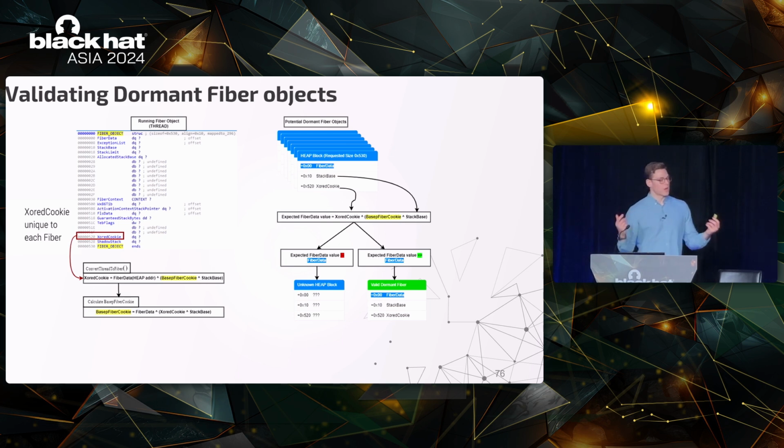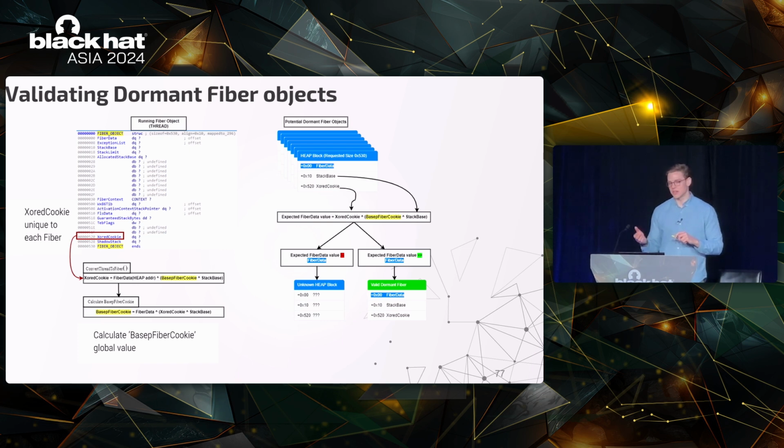And within each fiber object, you get this XORed stack cookie that I mentioned earlier. And this is made up of 3 fields: fiber data, which is also inside the fiber object, as well as the stack base. And then we have this third value known as the base P fiber cookie. Now, this is a randomly generated value that's created upon thread creation. And what we can do is basically rearrange that equation that's used to generate the XOR cookie to figure out this base P fiber value, because this is the only value that we don't have.